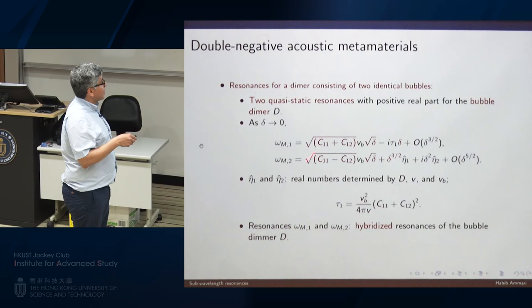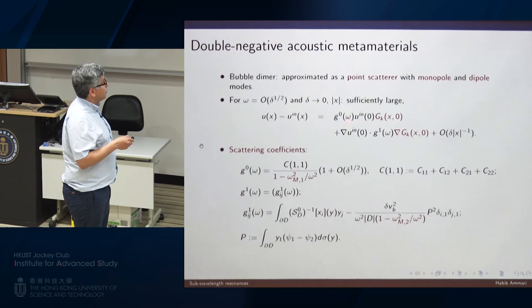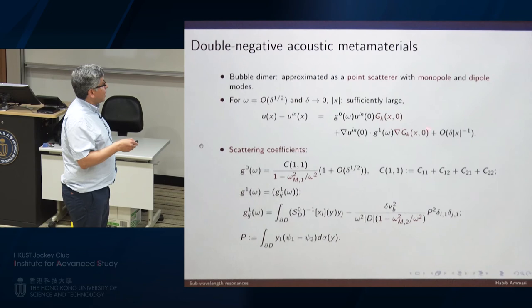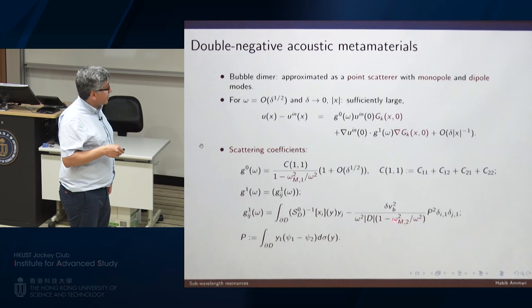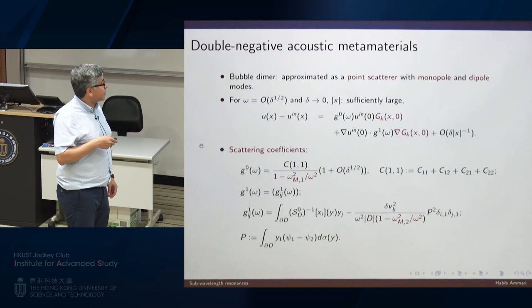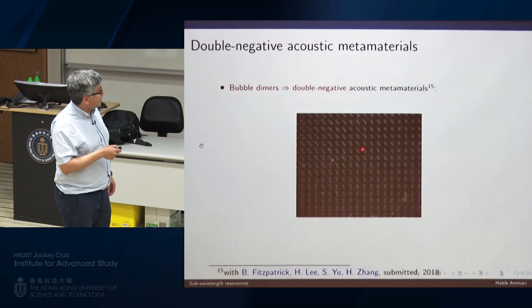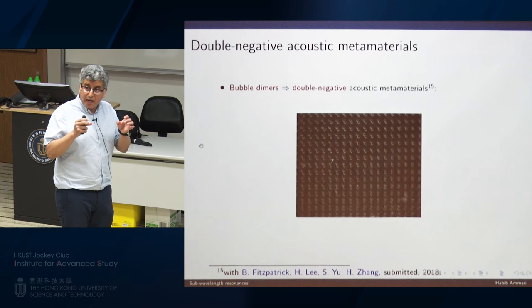These are hybridized modes, but more importantly, the field is the sum of a monopole times this scattering coefficient, which is much enhanced, and a dipole, which has this polarization tensor, given by this one, and could be very much enhanced. Because these hybridized modes are close to each other, you can excite both of them, and you can make both of the effective materials for this structure. So I'm considering this one. I said there are two hybridized frequencies, and the approximation of this dimer is a dipole plus monopole. And I can make both of them resonant for some frequencies because these hybridized frequencies are close to each other.